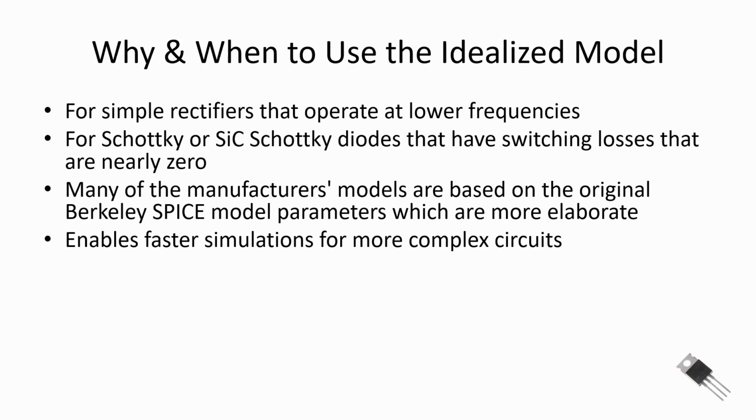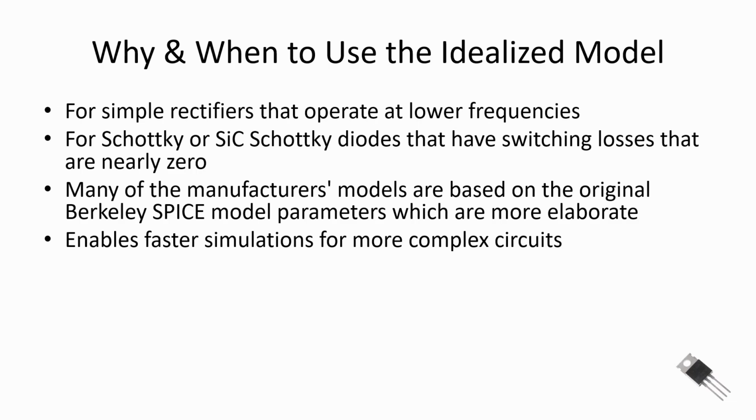All right, so when and why would we want to use that idealized diode model? Sometimes you just have a very simple rectifier. It's operating at 60 hertz. It's just a full wave bridge, for example, and there's no real need to use an overly complicated diode model for that. And yet you might have power circuits that have a voltage drop that is greater than the default 0.7 volts. And so that might be one application where this makes sense.